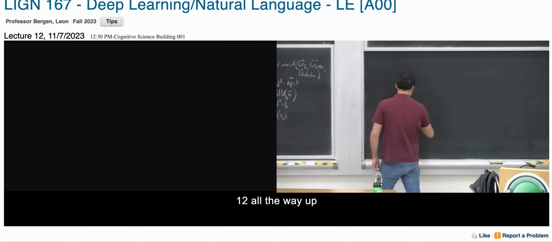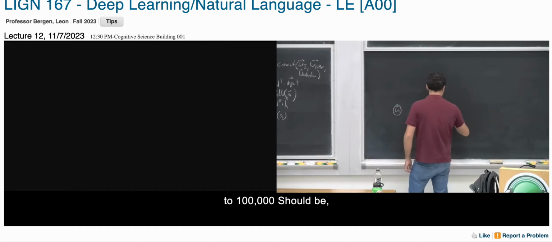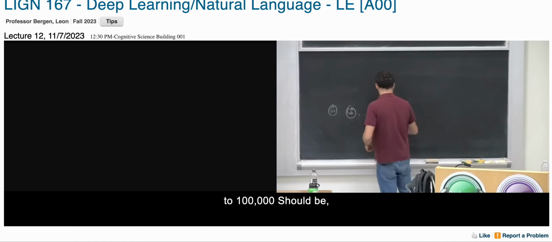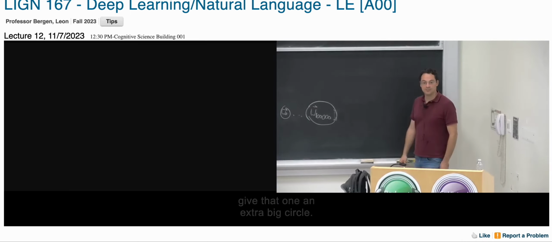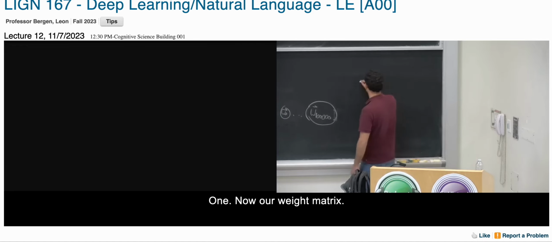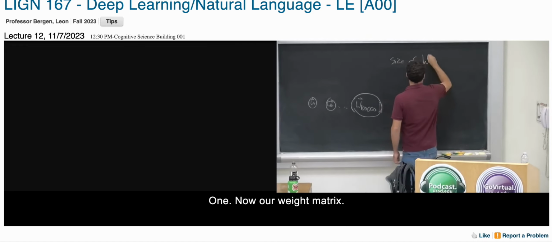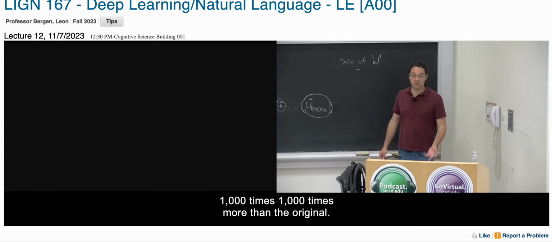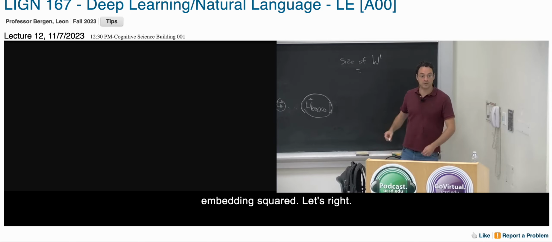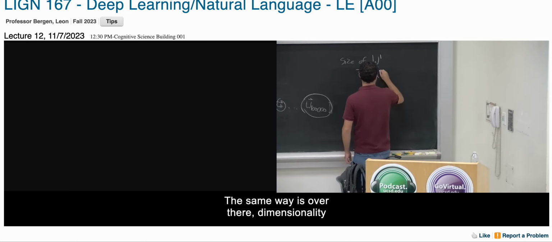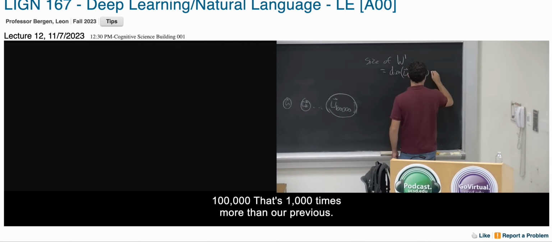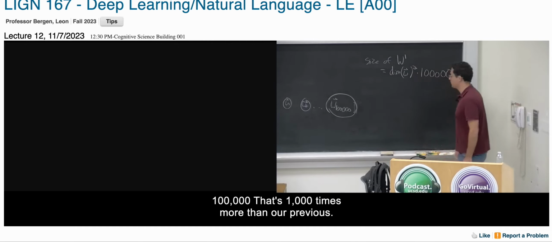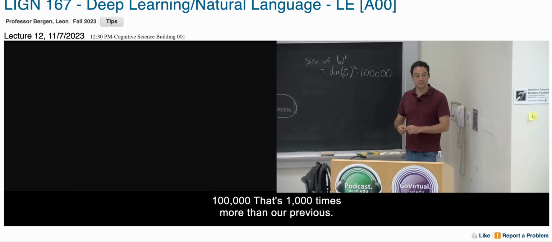So we have W1, W2, all the way up to W100,000. Give that one an extra big circle. What happens to the size of W1 now? Our weight matrix, how many numbers does it have in it? It's 1,000 times more than the original, so it's going to be 100,000 times the dimensionality of your word embedding squared. So let's write it the same way as over there: dimensionality of W squared times 100,000. So that's 1,000 times more than our previous.